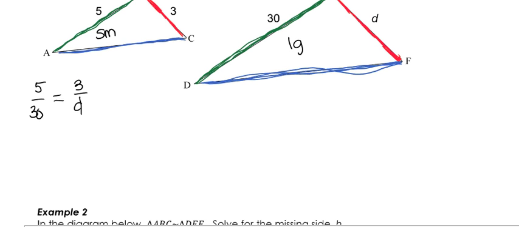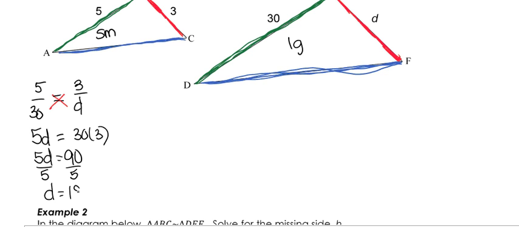Now that I have my proportion, I'm going to go ahead and cross multiply. So the first cross product is going to be 5 times d, and the second cross product going in the other direction is going to be 30 times 3. Notice that I put an equal sign between those. So 5 times d is equal to 90. And when I divide both sides by 5, I find that the value of d is 18.